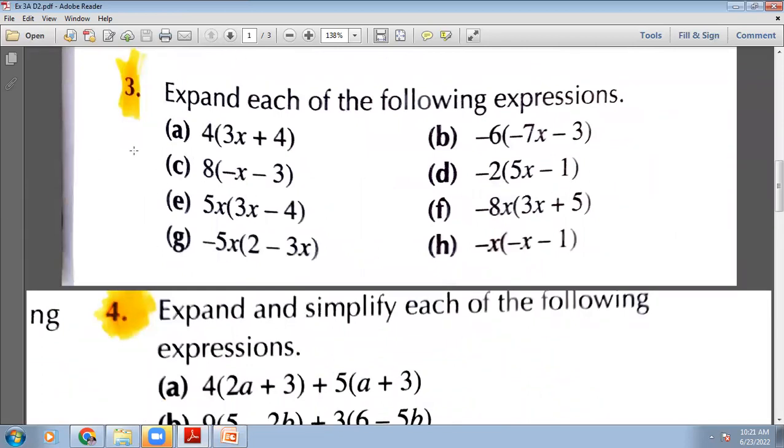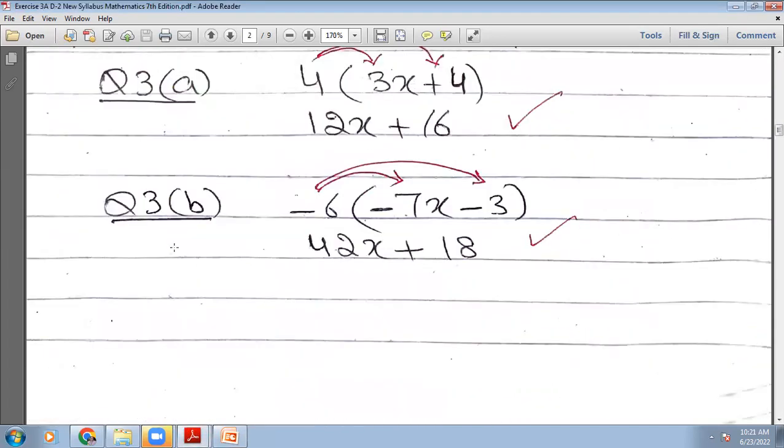He says, expand each of the following expressions. So here we have to expand, and here you can see a number is multiplied with this bracket. The rule is that it will multiply with both the terms here. And the term means the portions which are separated from each other by a plus sign or a minus sign. So let's start the first part, and here we go.